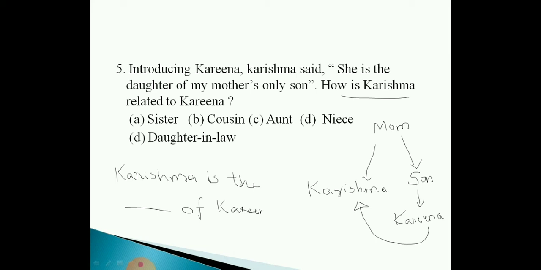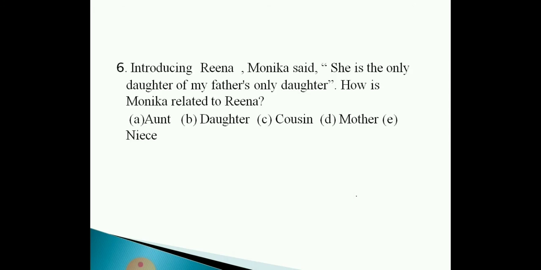If you have confusion between two options, you can do this. How is Karishma related to Kareena? Karishma is the aunt of Kareena. Or you can draw the family diagram with an arrow from the last person, Kareena, to Karishma. Whichever person the arrow points to, that is the relation. So if they asked how Kareena is related to Karishma, it is niece.